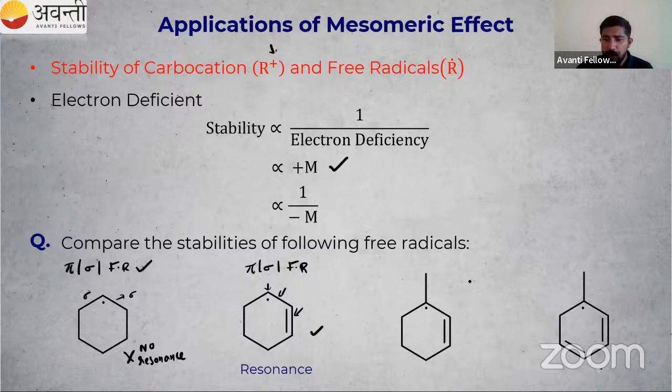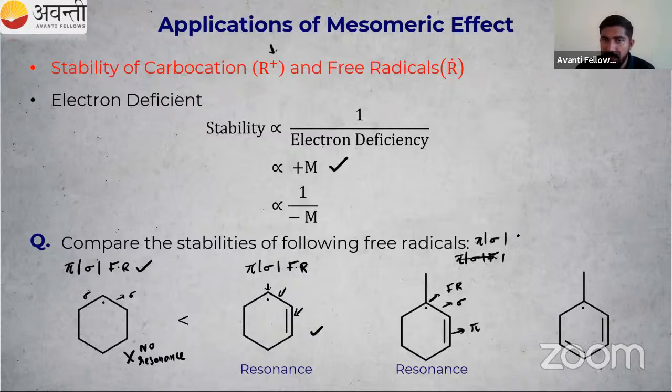Then what about the third one? We have to check the third one. Is there resonance? Of course, here we have a free radical, then a sigma bond, and here a pi bond. So we can write pi sigma free radical. Yes, that's correct. So there is resonance. If resonance is present, stability increases.